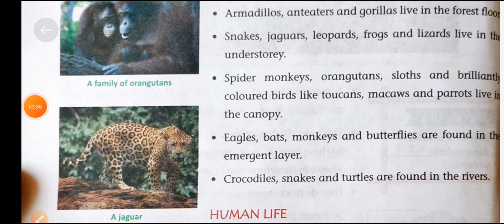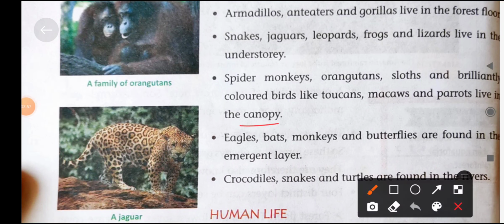Canopy means the layer which covers the ground surface of the forest. In the canopy layer various types of animals live, that is spiders, monkeys, orangutans, sloths and brilliantly colored birds like toucans, macaws and parrots.